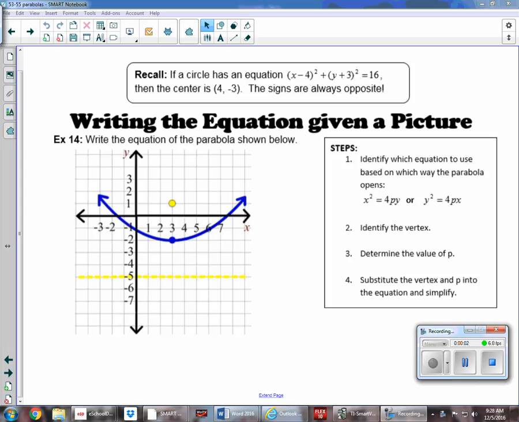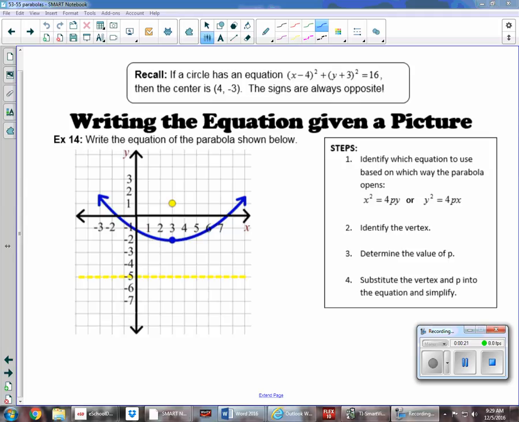Hi everybody, this is just a follow-up video for some of the harder problems we did with parabolas. I'm going to start by reviewing example 14 in your packet. Something you should note is that for the parabolas we do today, we're going to use a similar idea to what we did when we found the center and radius of a circle equation.